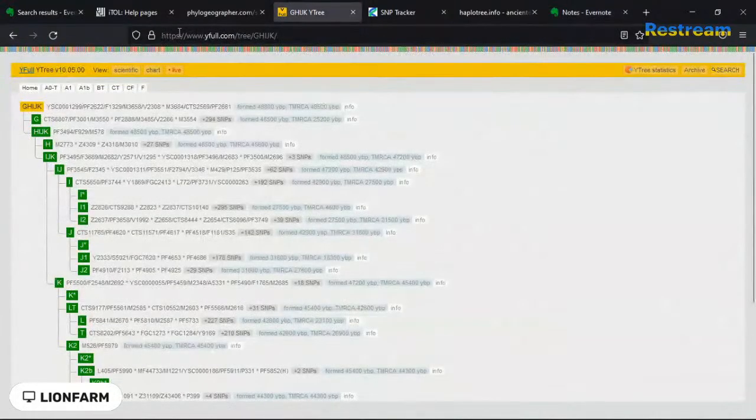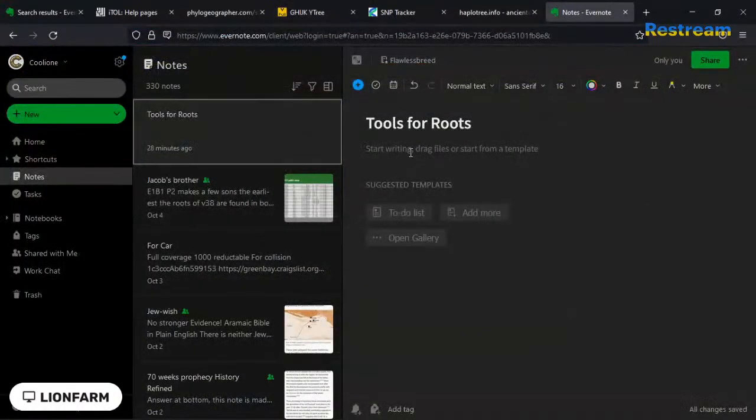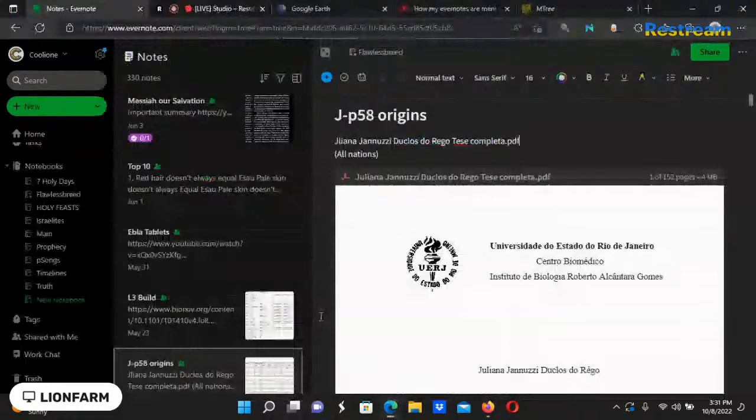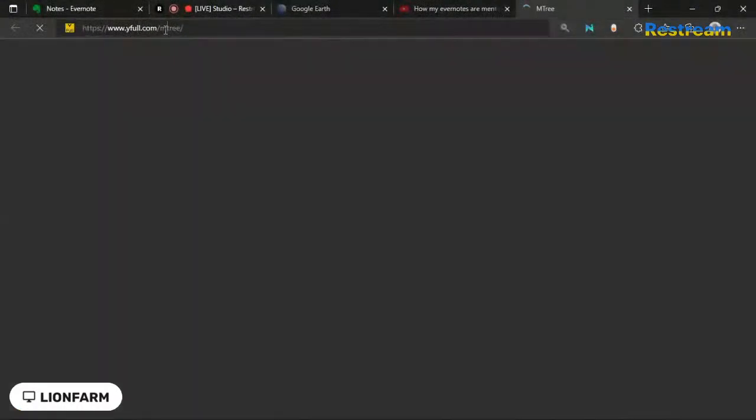So first, let me put these tools here. The first tool right here is Y tree. I'll put these in the description afterwards if someone wants to use them. And I'll put the female Y tree. This one's under construction.